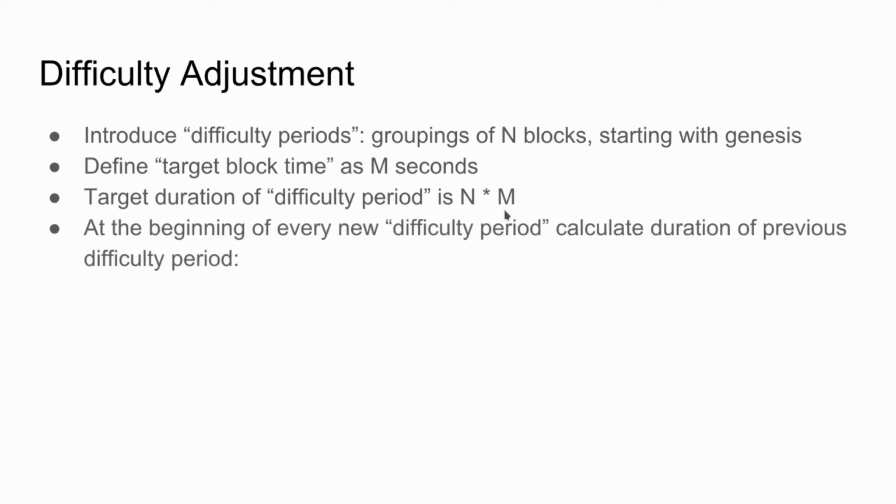At the beginning of every new difficulty period, let's calculate the duration of the previous difficulty period. When we get to the block at height n, that means there would be n blocks before it because you start at 0. So it'd be 0, 1, 2, 3, all the way up to n minus 1. Once we get to block n, we want to ask, how long did it take to mine those previous n blocks? And then we can compare it to n times m.